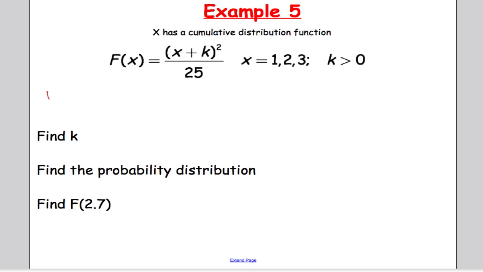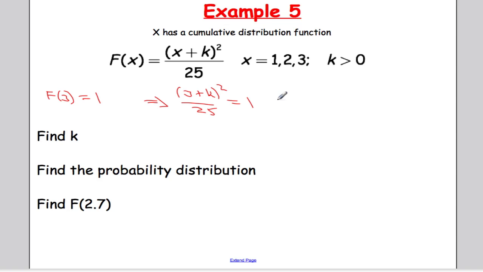The last value, or f of 3, must equal 1. So that's important. So let's use that fact to answer this question. I know when x is 3, I know that must equal 1.